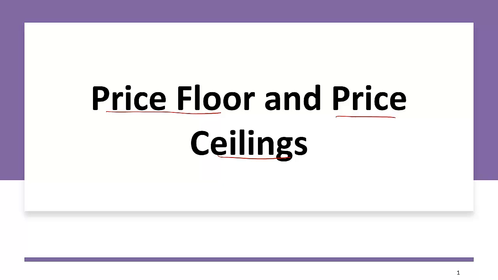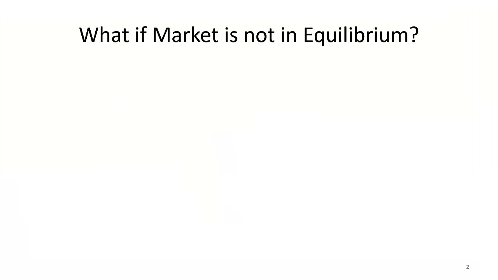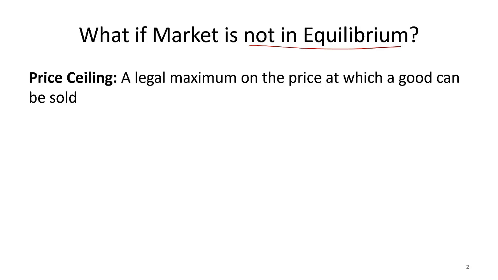These are the scenarios when the market is not in equilibrium. Something has gone wrong and we fail to achieve the equilibrium price. So let's start with the price ceiling. As I said, it's a legal maximum on the price at which a good can be sold. So somebody will not be allowed to sell their product at a price above that.